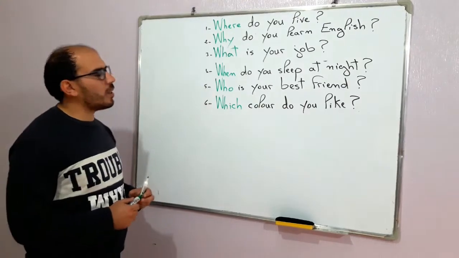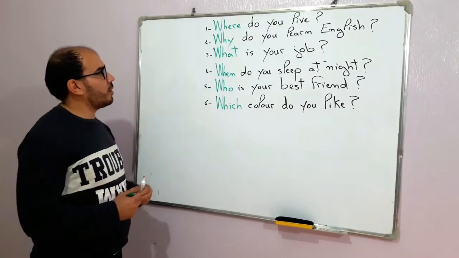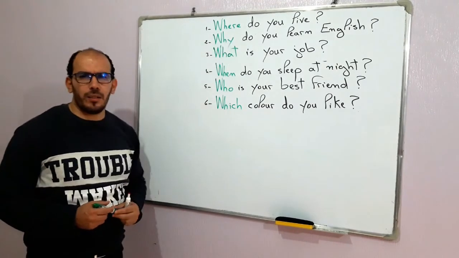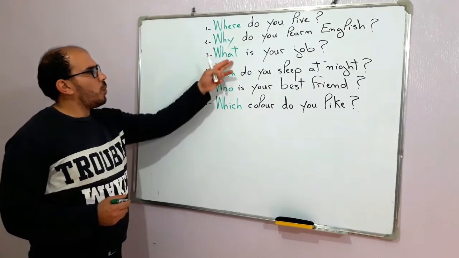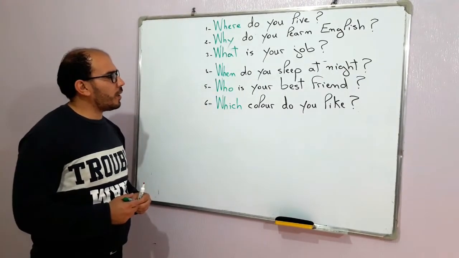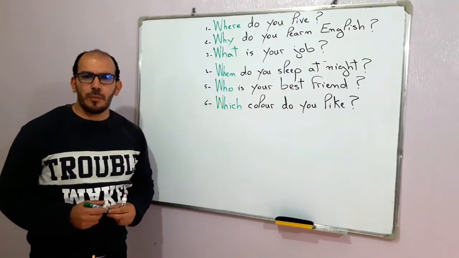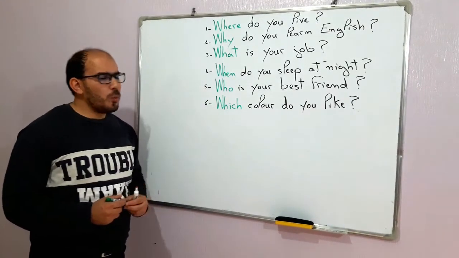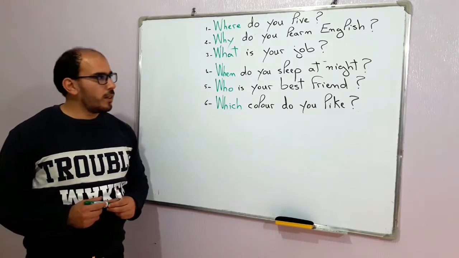For today's session, it starts from these questions. Where do you live? Why do you learn English? What is your job? When do you sleep at night? Who is your best friend? And the last question is, which color do you like?